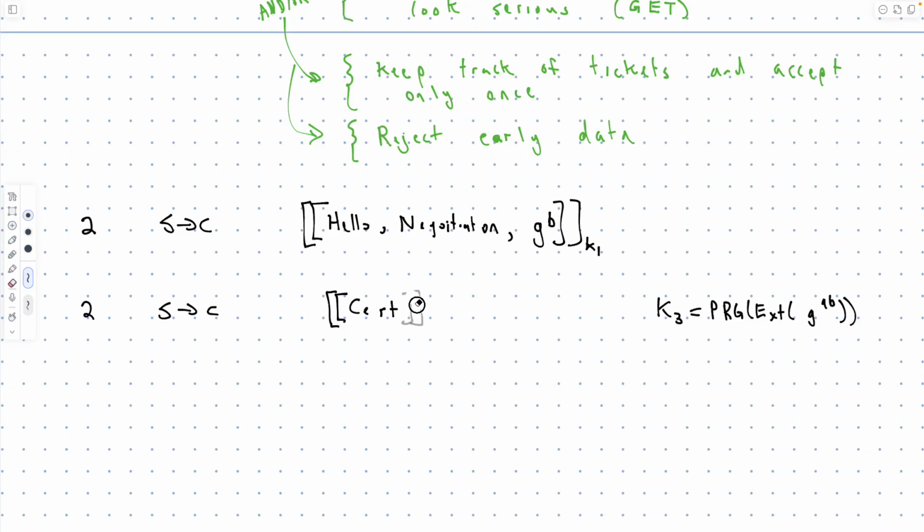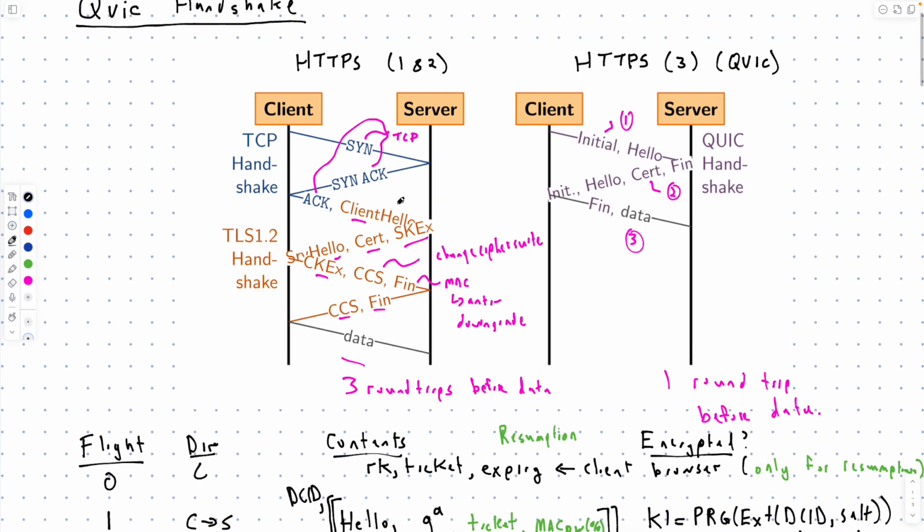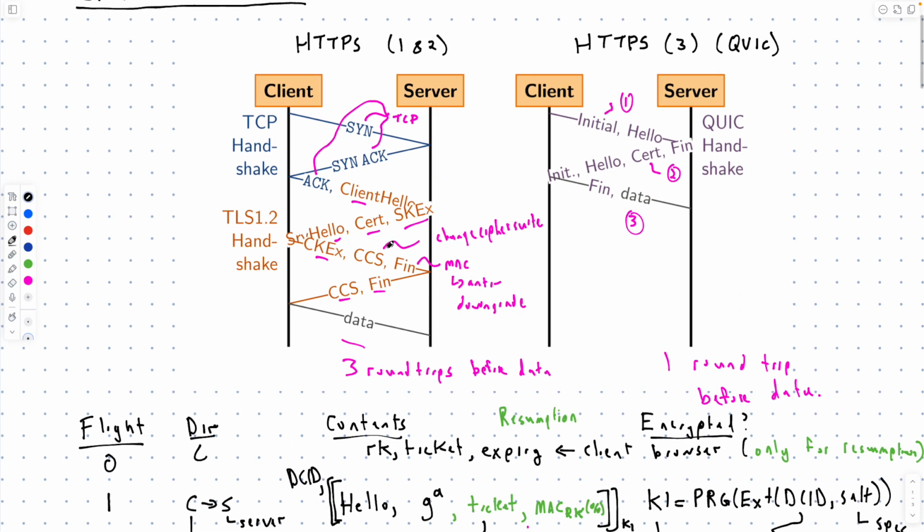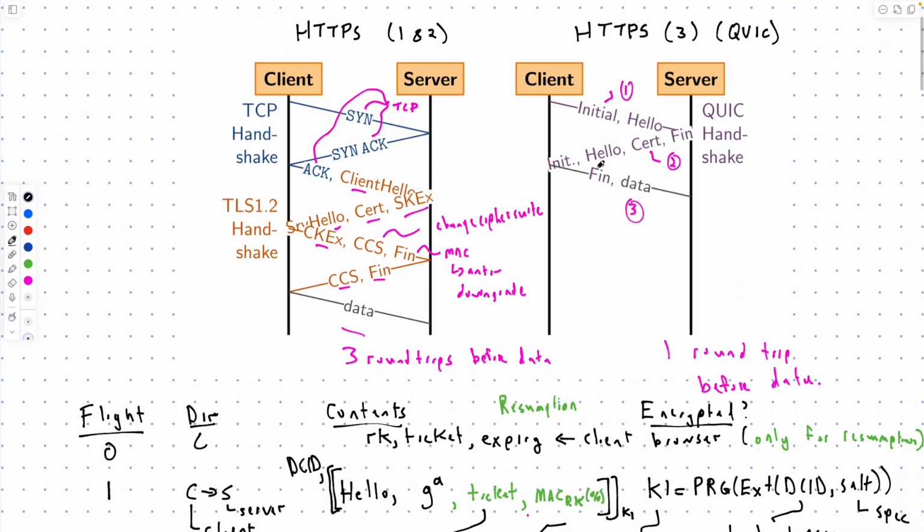So now we have K3. K3 is our good key. And so we're ready to switch on encryption, like change cipher suite. And we can take a MAC over the negotiation to make sure there's no downgrades. In Quick, we just combine that into a finished message. So it's kind of like the finished message in TLS, sorry, in HTTPS2. It's like this message here, except it combines CCS and FIN.